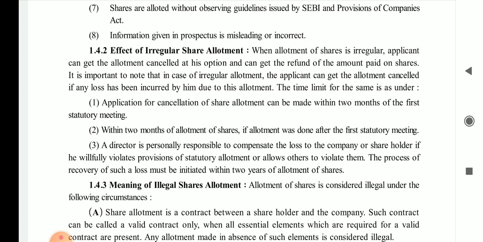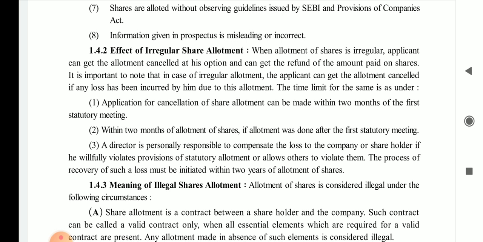See, if any applicant finds that the allotment made is irregular and due to that they have to face a loss, at that time he or she may apply for the cancellation of the allotment. Procedure: the time limit for the same is as under. See, within how much duration they have to apply for that.